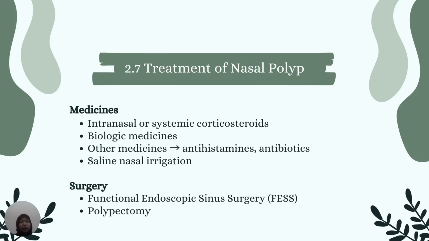For stage 1 and 2 polyps, intranasal and or oral corticosteroids are recommended for 4 until 6 weeks. And in refractory diseases, biologic medicines can also be used to reduce inflammation or swelling. Besides that, conditions that cause persistent swollen and inflamed tissue in the nose can be treated with other prescription drugs such as antihistamines or antibiotics.